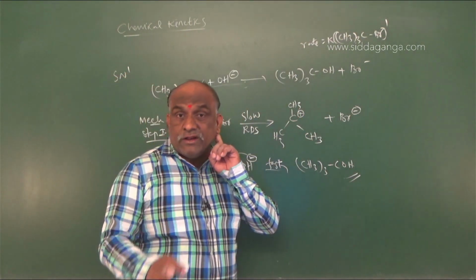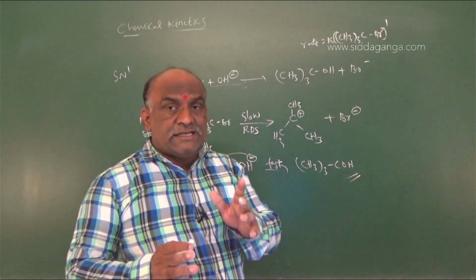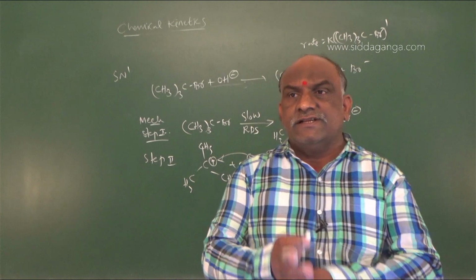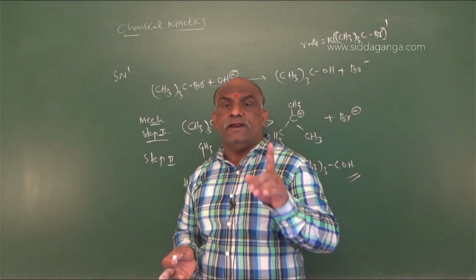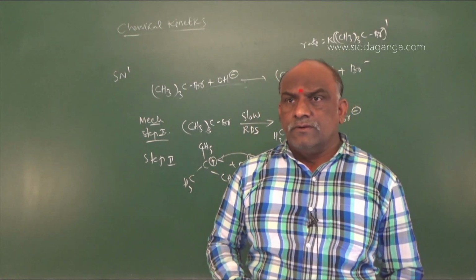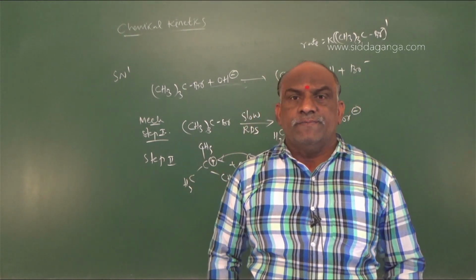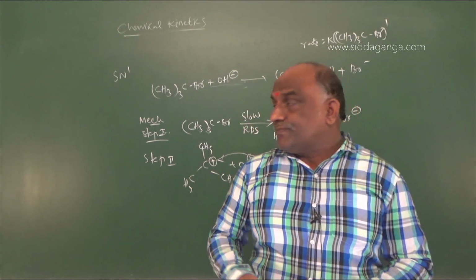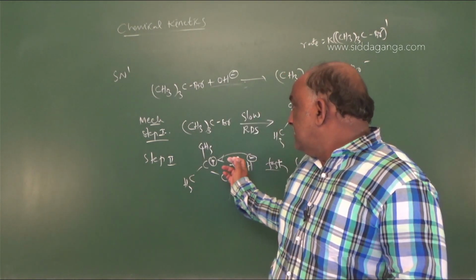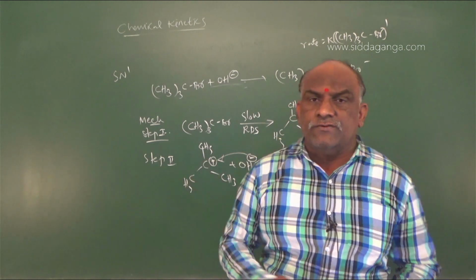SN1 is a unimolecular reaction, and the SN1 reaction mechanism is followed in two steps. One is the slow step, the second is the fast step. The slow step is the RDS, the rate determination step. The fast step leads to the formation of the products.